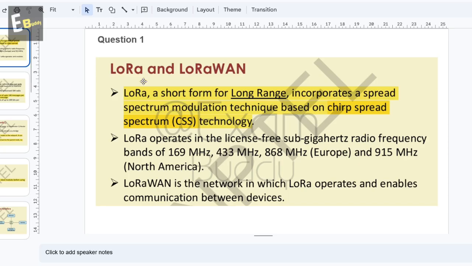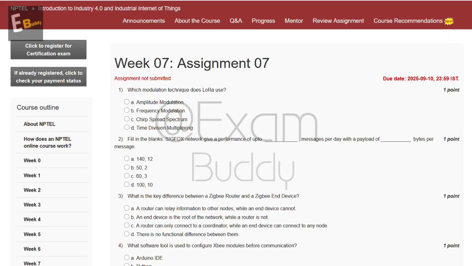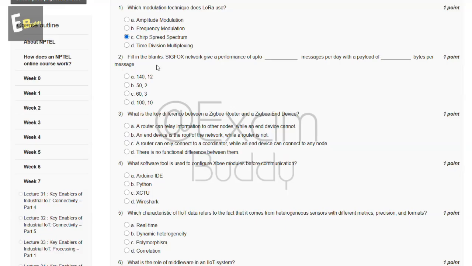So question first, LoRa and LoRaWAN. LoRa, a short form for long range, incorporates a spread spectrum modulation technique based on chirp spread spectrum CSS technology. So the answer of our first question is C. Now the second question is, fill in the blanks.